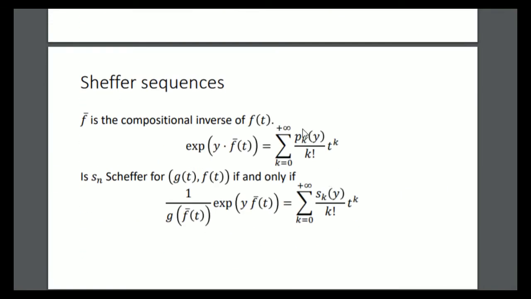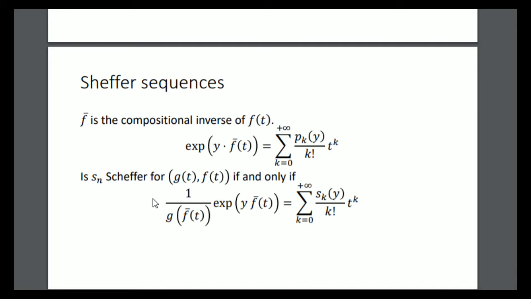Now, a Sheffer sequence. Let f bar be the compositional inverse of f of t, the exponential of y, y being the variable, so earlier it was x, times the compositional inverse can be written as such. So that's one of the main formulas for the Sheffer sequence, and also another formula that is if and only if, which is not the case here.